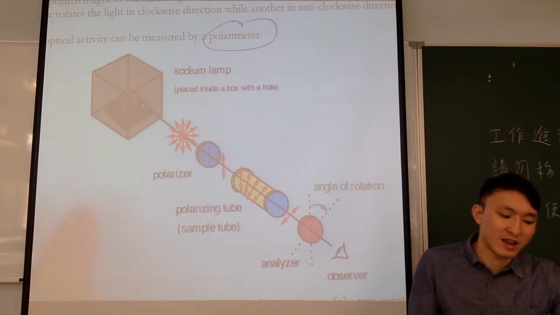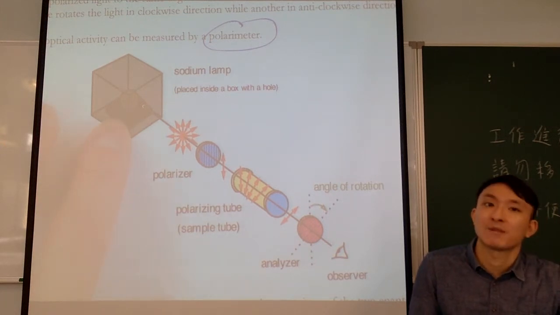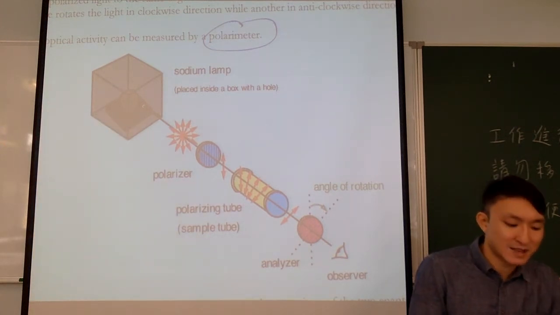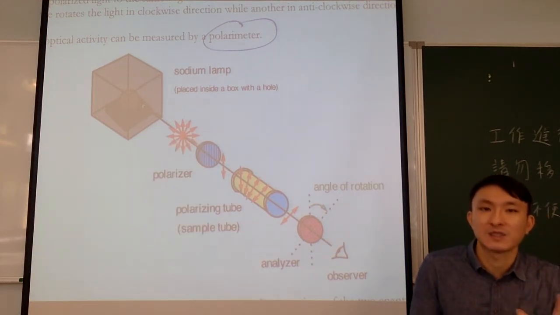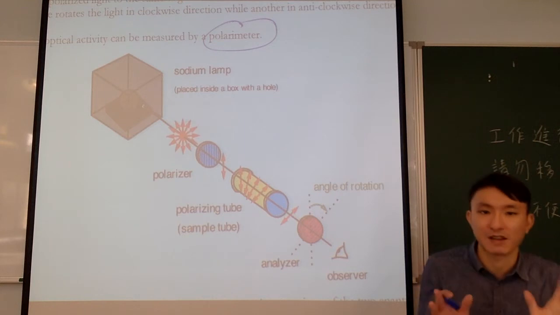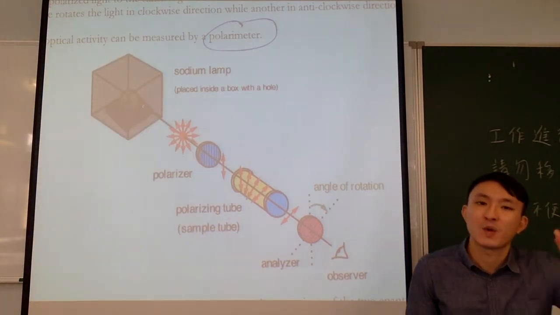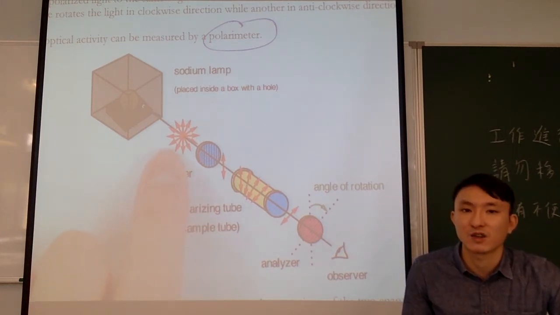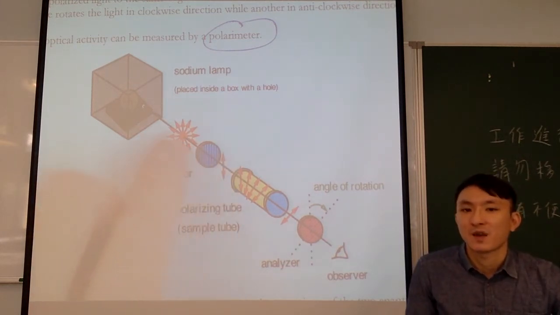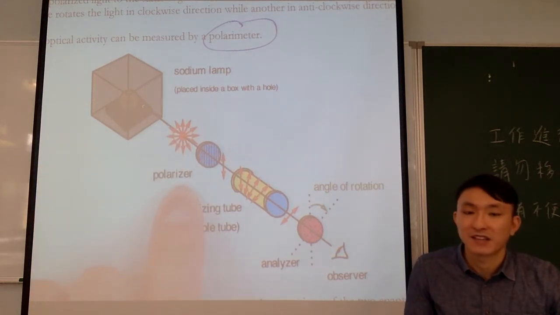So what we try to do here is, think about it, we have a lamp here, a light bulb, a sodium lamp, so it will be emitting unpolarized light, meaning light with waves of all the directions. We put it into a dark box and we poke a hole here, so we have a linear beam of unpolarized light with all directions of wave. Then we will use something called a polarizer.